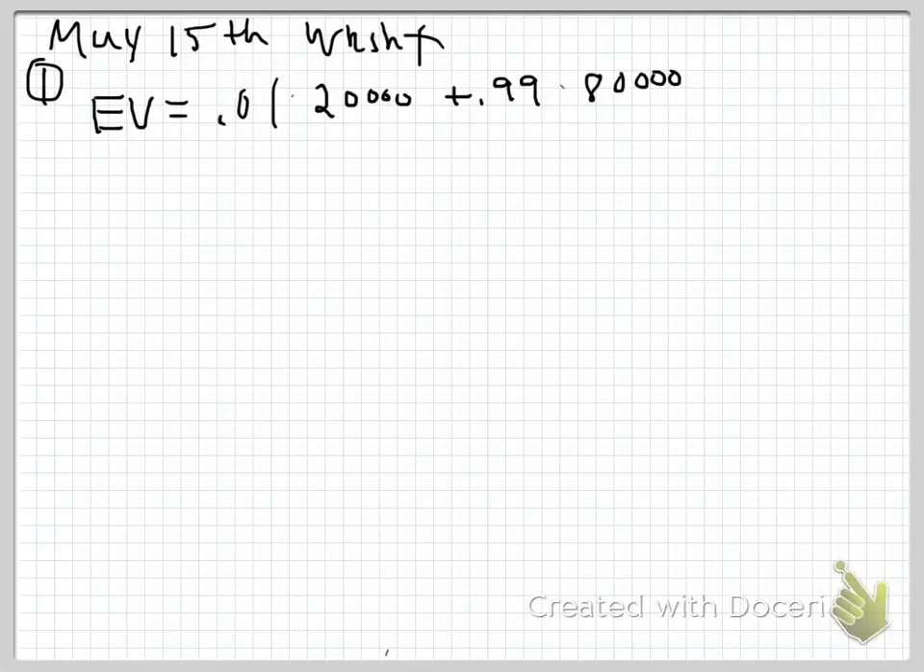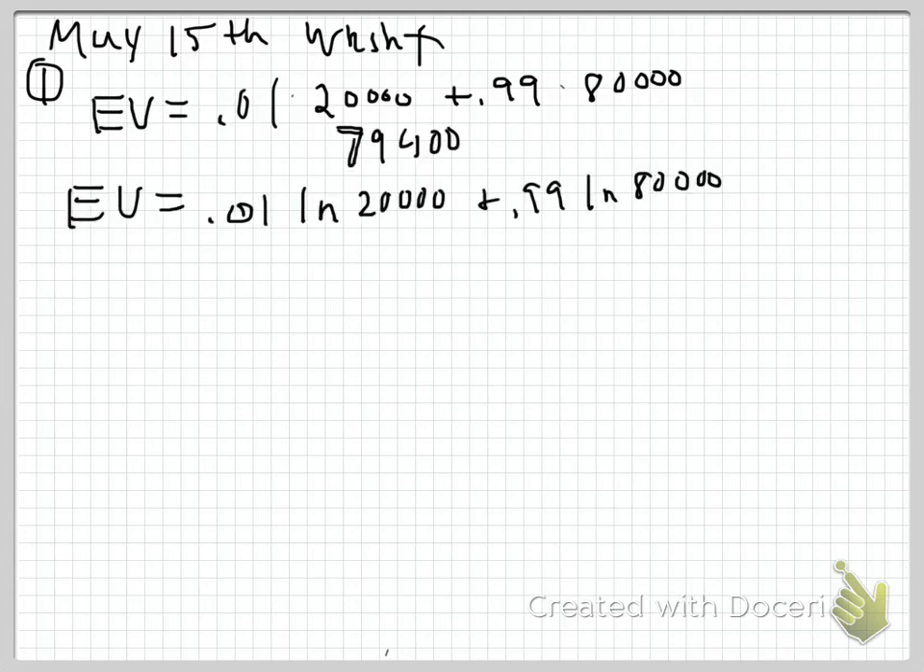This video is to help you get through the May 15th worksheet. Part A says, what's the expected value of the lottery, which has a 1% chance of reducing Mark's household wealth to $20,000. So expected value is 1% times 20,000 plus 0.99 times 80,000. That's 79,400. 79,400 was the expected value.